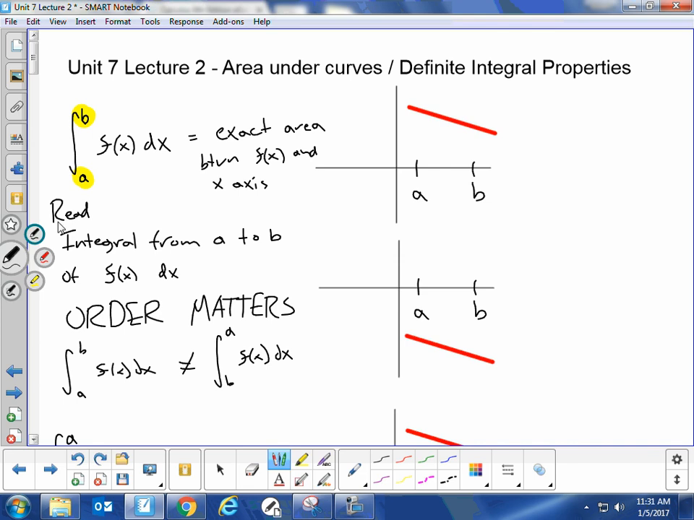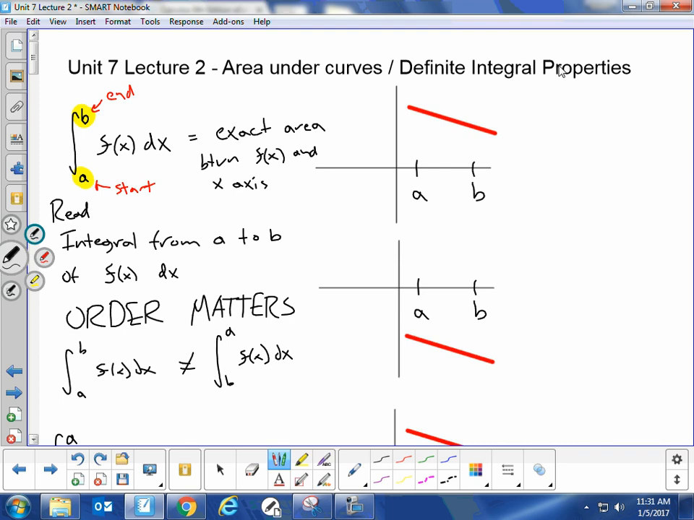a is the start, b is the end. Make sure you understand we are starting at the bottom value, we are finishing up at the top value. So we start at a and we go to b. That's why it's read from a to b. The order matters. Okay? And why does it matter? It's because direction is important on the x-axis.